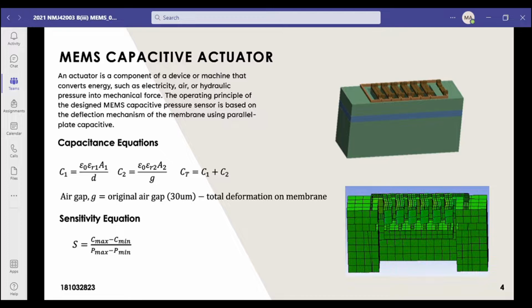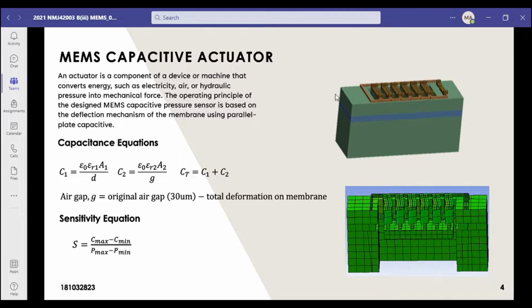181032823. Okay, today I will present about MEMS capacitive actuator. An actuator is a component or device or machine that converts energy such as electricity, air, or hydraulic pressure into a mechanical force. The operating principle of the design, MEMS capacitive pressure sensor, is based on the deflection mechanism of the membrane using parallel plate capacitive.